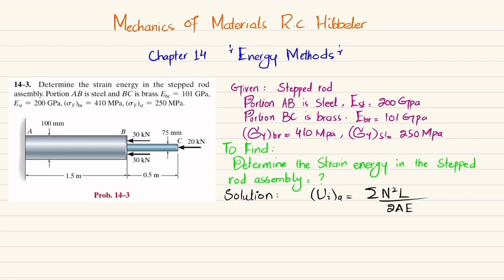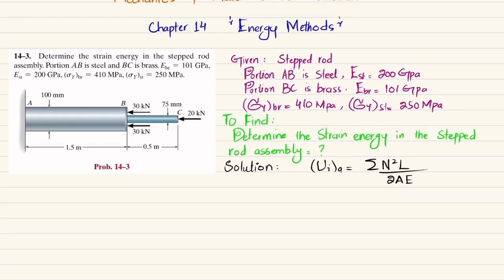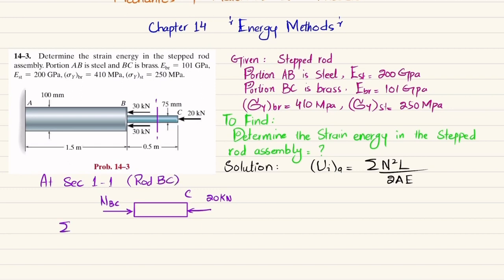Now the first step is that we cut this step rod over here at section 1-1. At section 1-1, if I cut it and draw the free body diagram, it will be like this. This is your point C, where you have 20 kilonewton load, and in order to keep it in equilibrium, you will have a reaction force opposite to that. Let this be NBC because this is rod BC. Now you can find this NBC by using the equation of equilibrium, that the sum of all forces in the x direction must be equal to 0, and force toward the right is taken as positive. So NBC minus 20 kilonewton is equal to 0. From here you will get NBC equal to 20 kilonewton.